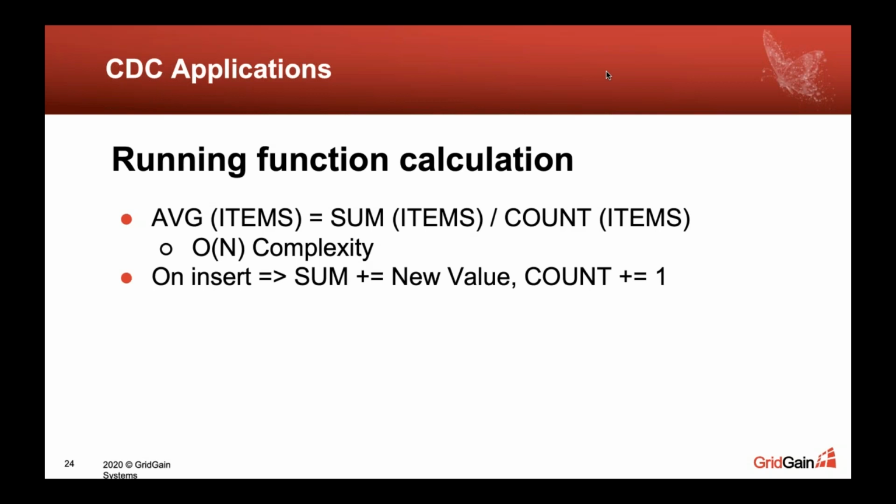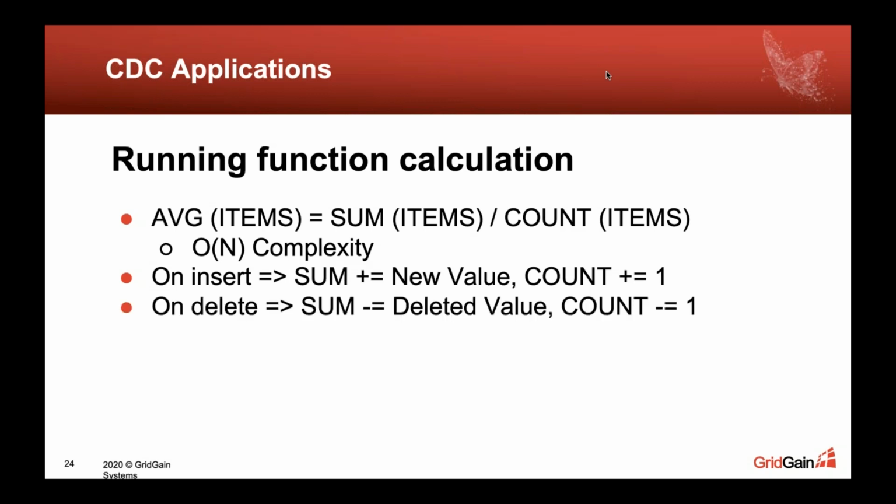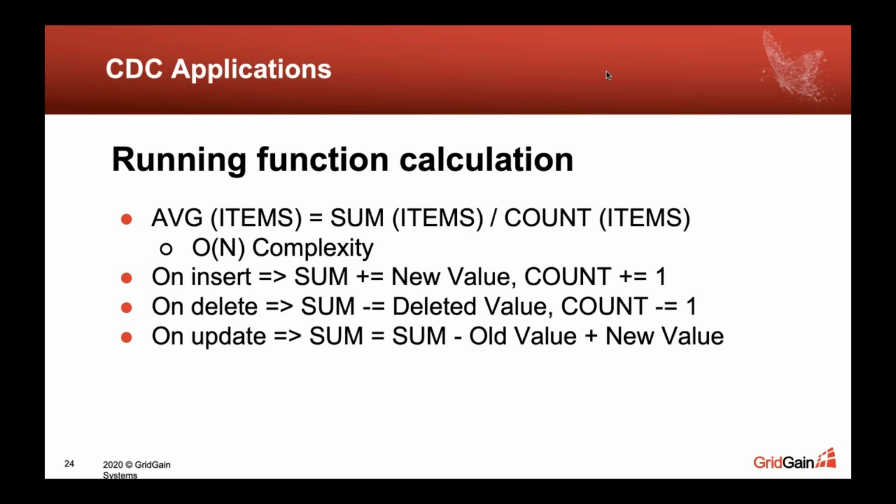Then we will set up a change data capture routine. It can be an interceptor or it can be a change feed. And then we will update our intermediate results. When we do inserts, we will update the sum by adding the new value and increment count. When we delete, we will track the deleted value and we will decrement the count. And on update, we will update the sum and leave the number of items the same as it was.